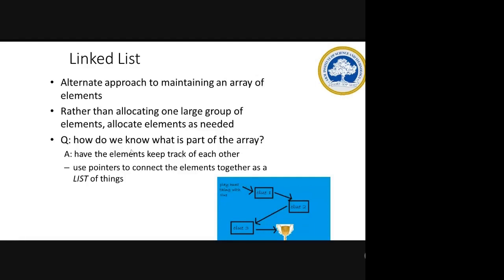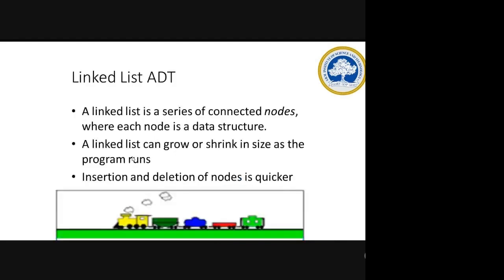How we are going to process this linked list, we will see one by one. Normally a linked list ADT is a series of connected nodes, where each node is a data structure. It is called a data structure because, as I already told you, there are many operations we can perform. For a particular node, I can perform multiple operations: retrieve the element, get the address of the next element, search an element, insert an element, delete an element, everything.